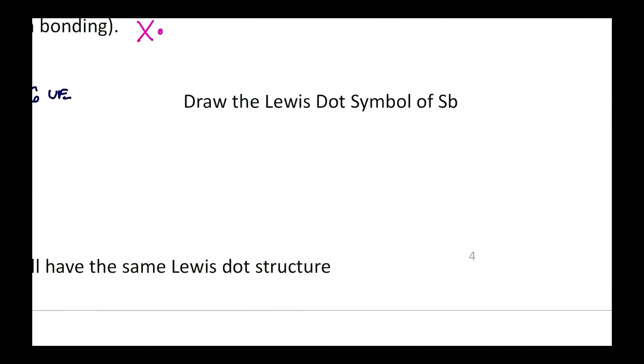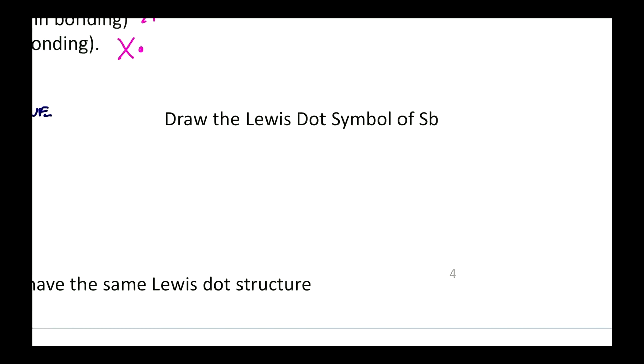Okay, next, my favorite element, Sb, which is antimony. But you didn't need to know that because you can look at the periodic table and say, how many valence electrons does Sb have? 5. So we do the same thing: 1, 2, 3, 4, 5. So antimony is most likely to form 3 bonds if it's in a covalent compound.